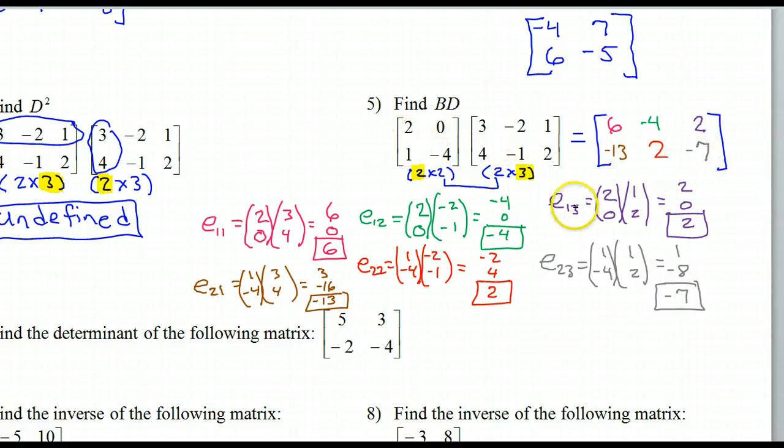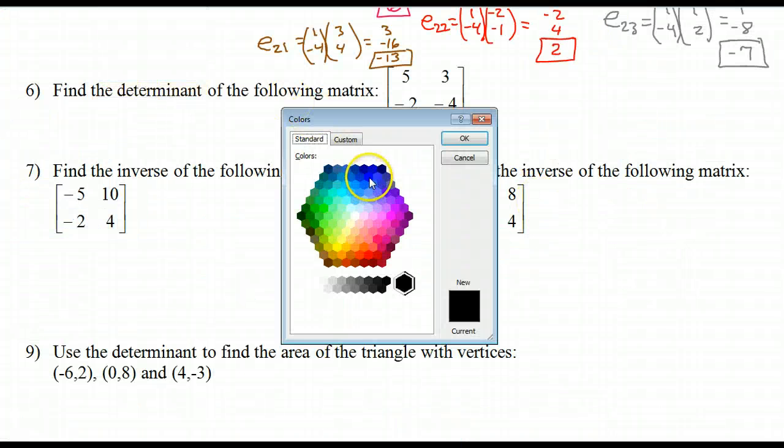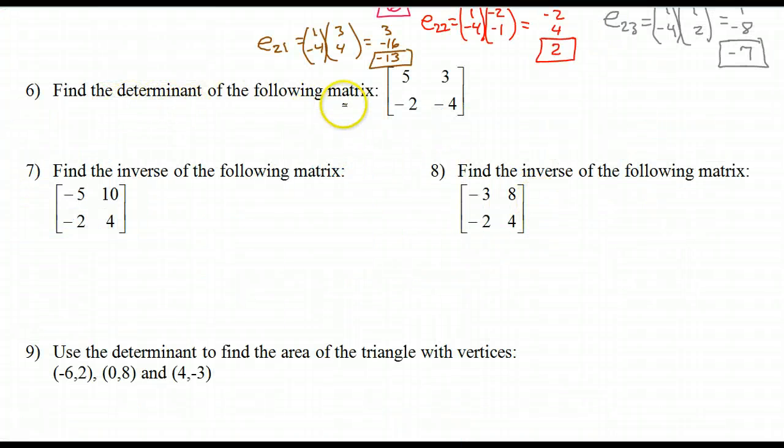All right, so that is number 5. Number 6. Find the determinant of the following matrix. All right, let's call this matrix A. If that's matrix A, then the determinant of matrix A will be found by doing the down diagonal. You know what, that A is bugging me now. Just call it matrix A in your head.